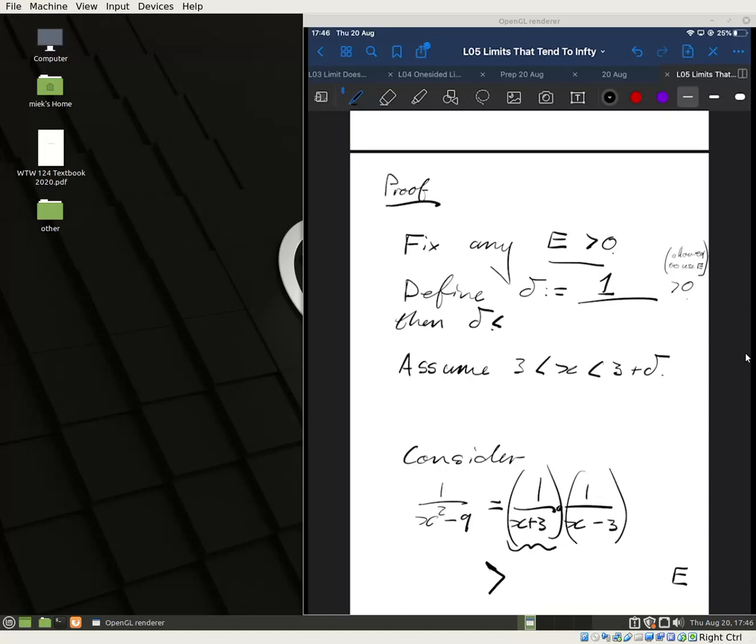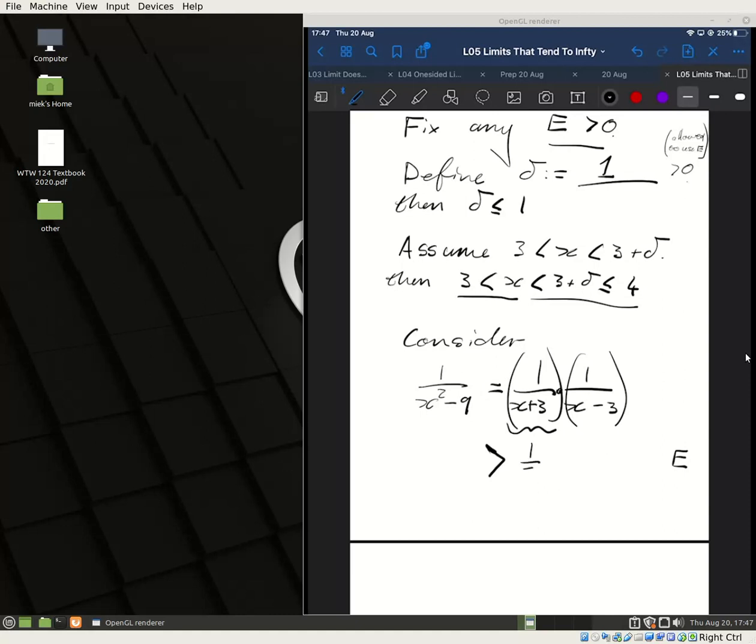Then delta is going to be less than 1, and if delta is less than 1, then x is going to be greater than 3 and less than 4. Or let's write it this way: 3 plus delta, which is going to be less than or equal to 4. So x is going to be greater than 3, but strictly less than 4. And so this is going to be greater than 1 over 7 times 1 over x minus 3.